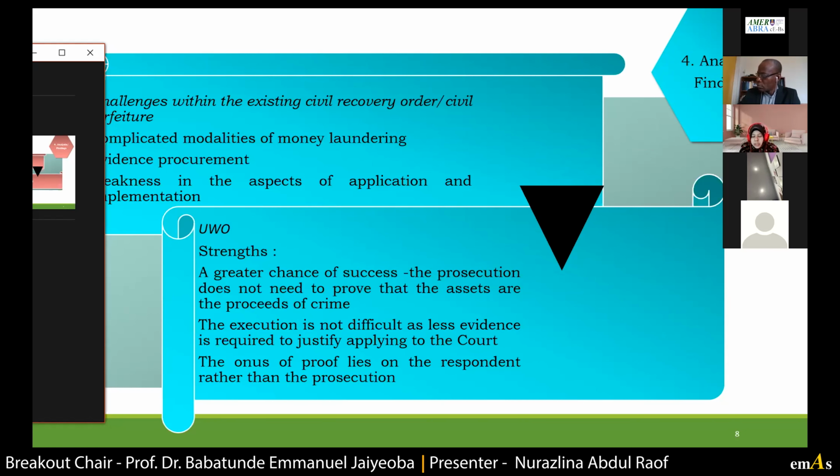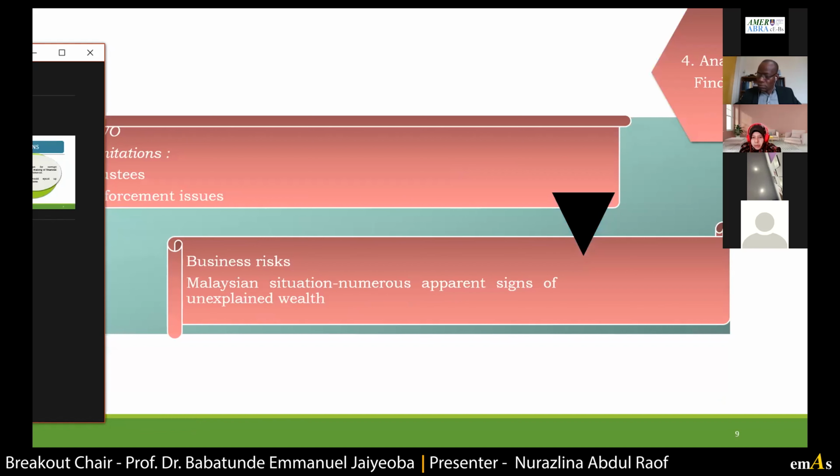So one of the solutions can be via the application of the unexplained wealth order, where according to Freckleton 2020, these are the strengths of the unexplained wealth order. There is a greater chance of success for the prosecution because the prosecution does not need to prove that the assets are the proceeds of crime. The execution is not difficult as less evidence is required to justify applying to the court. The burden of proof lies on the respondent rather than the prosecution.